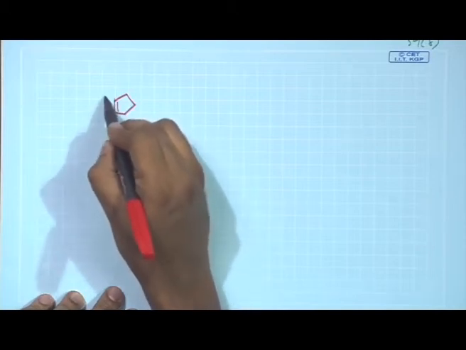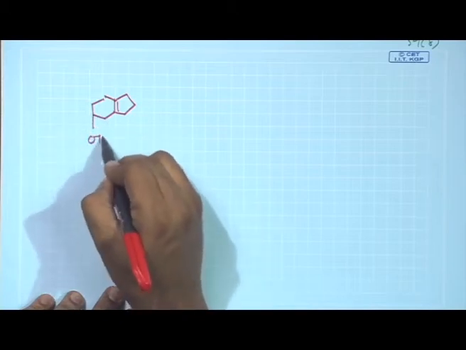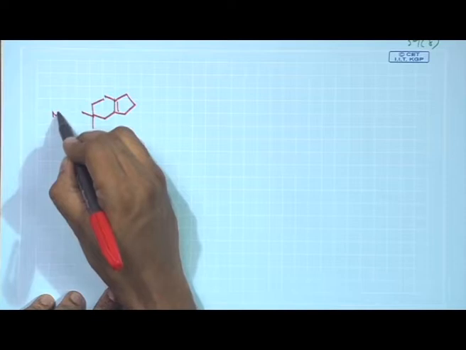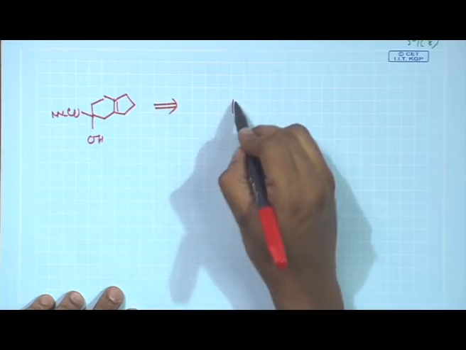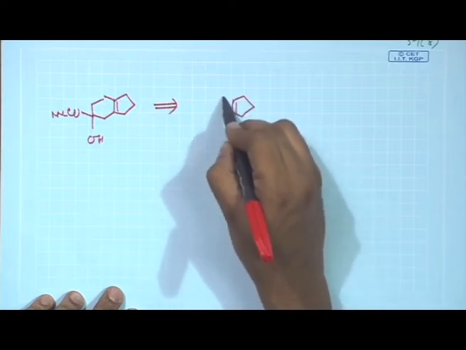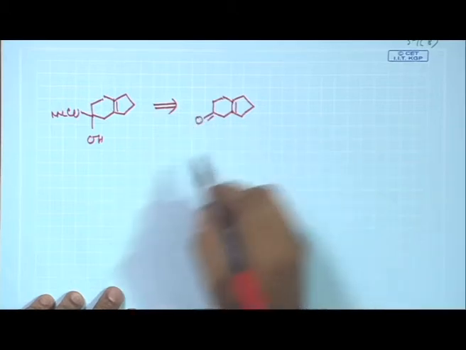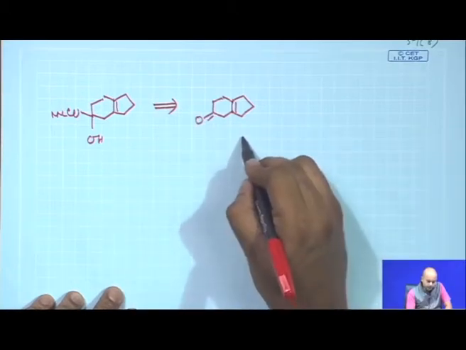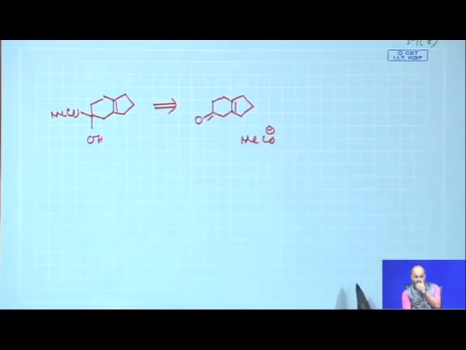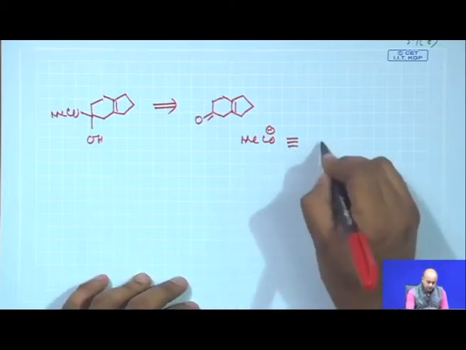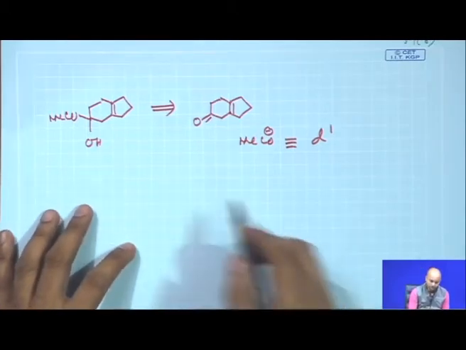I am saying you are given a target molecule whose structure is this. The starting material which was given to you is this. Okay. So, what do you basically need? You just need a MeCO minus as a donor species. Now, this donor is basically an umpolung. I remember earlier we have also discussed this kind of umpolung.